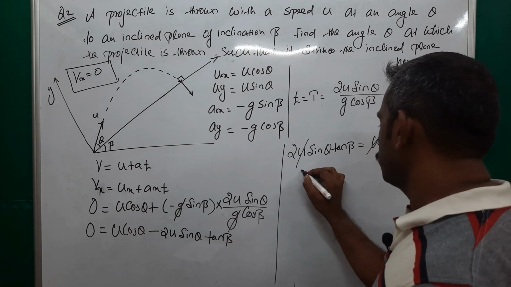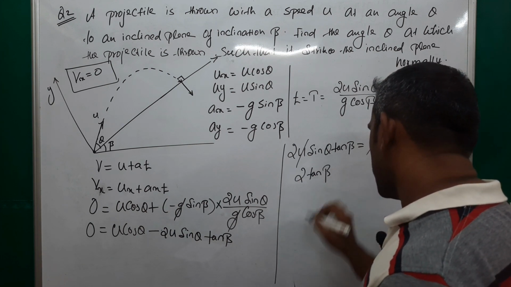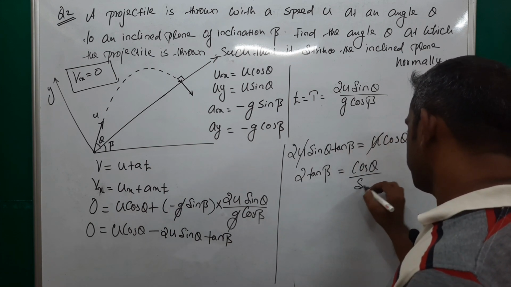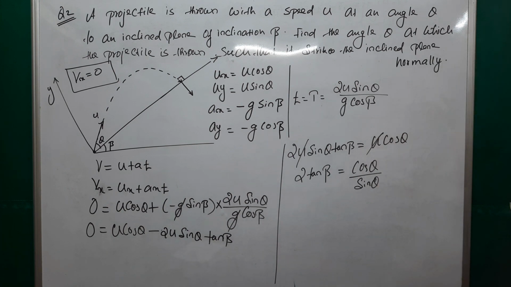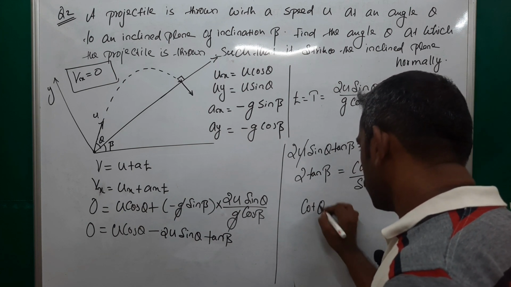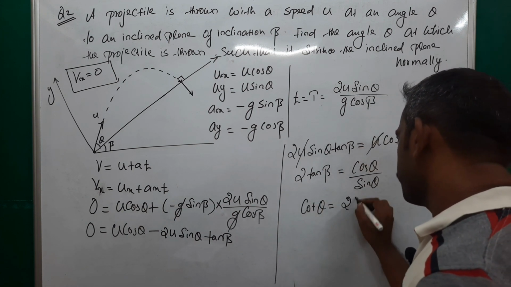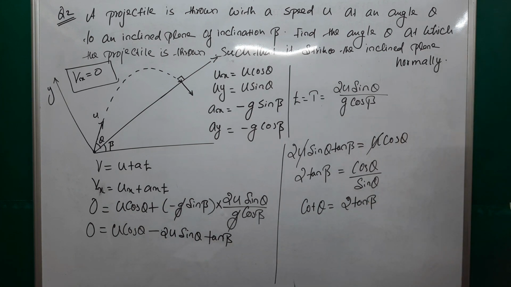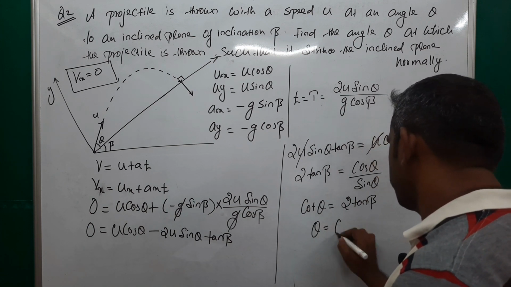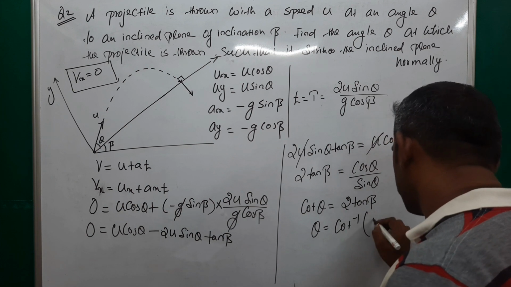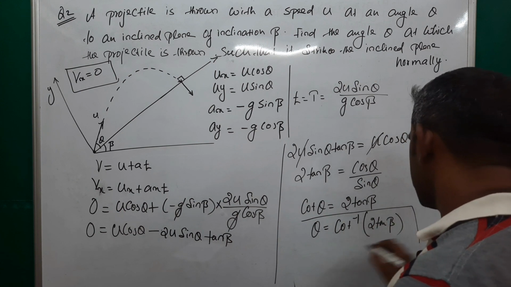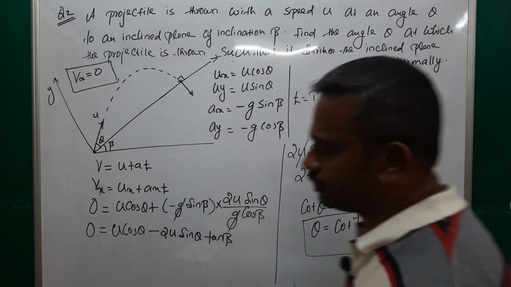So 2 tan beta is equal to cos theta by sin theta, that is cot theta. Cot theta is equal to 2 tan beta, so theta is equal to cot inverse of 2 tan beta. This is the condition for the angle of projection.